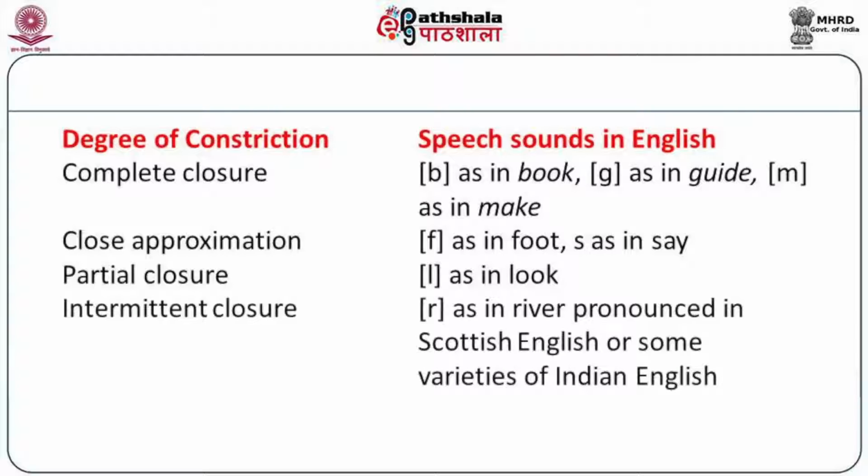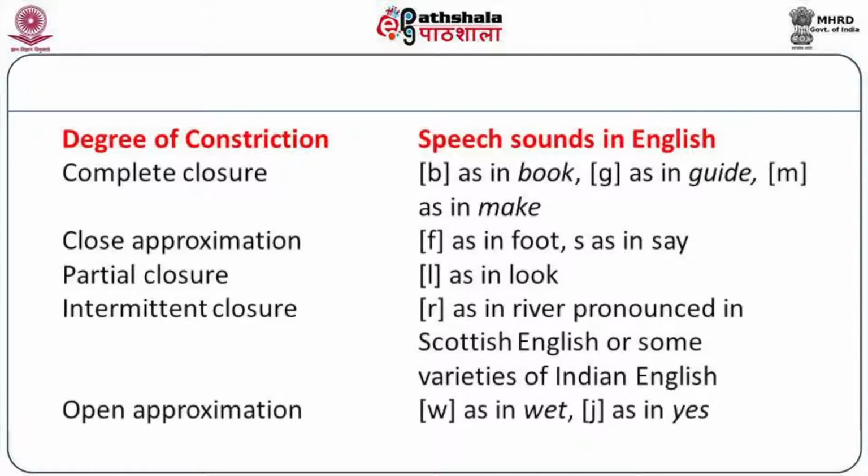Intermittent closure takes place when the articulators are closed for a very short period of time, and then they are open and then close again for a short period of time. So this degree of constriction is called intermittent closure. The closure here is not long enough for us to create any real obstruction in the passage of the air stream. The next degree of constriction is open approximation.